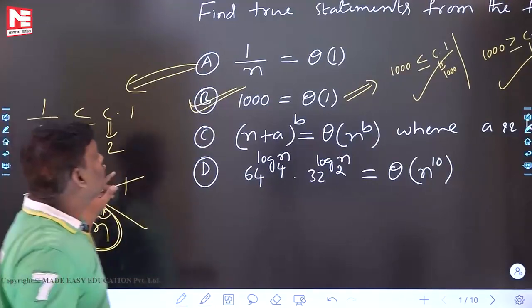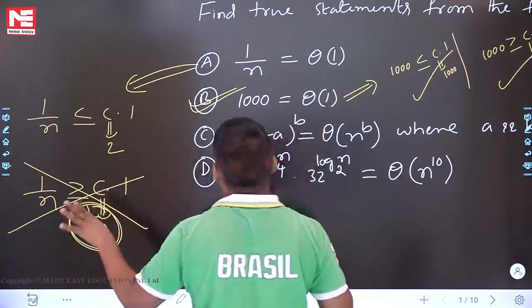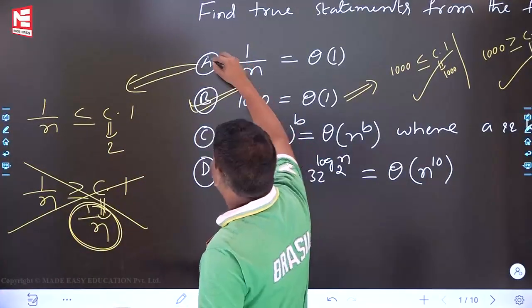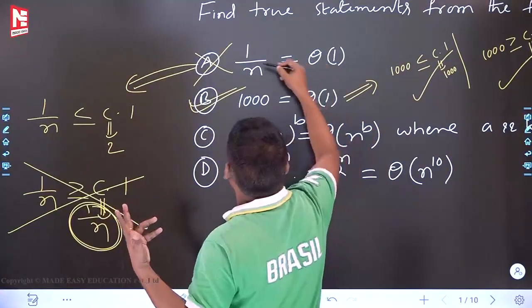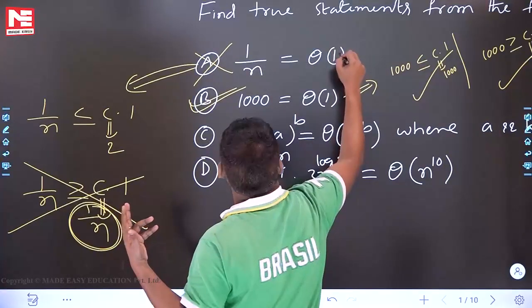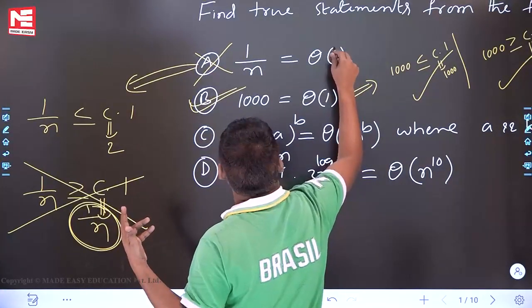So, everyone knows this one. Option A, big O possible. Omega fail. So, theta fail. Theta fail. Please be careful. And one more thing, where is the chance of theta? 1 by n is the left side, the right side is 1.